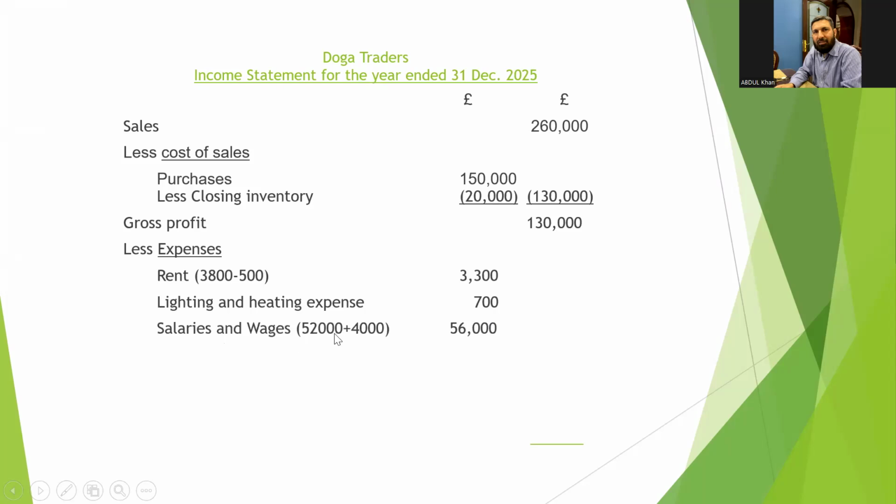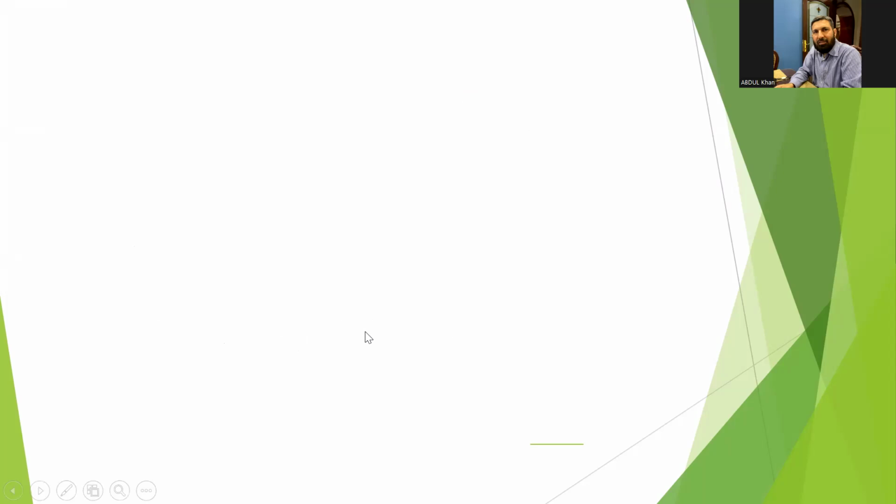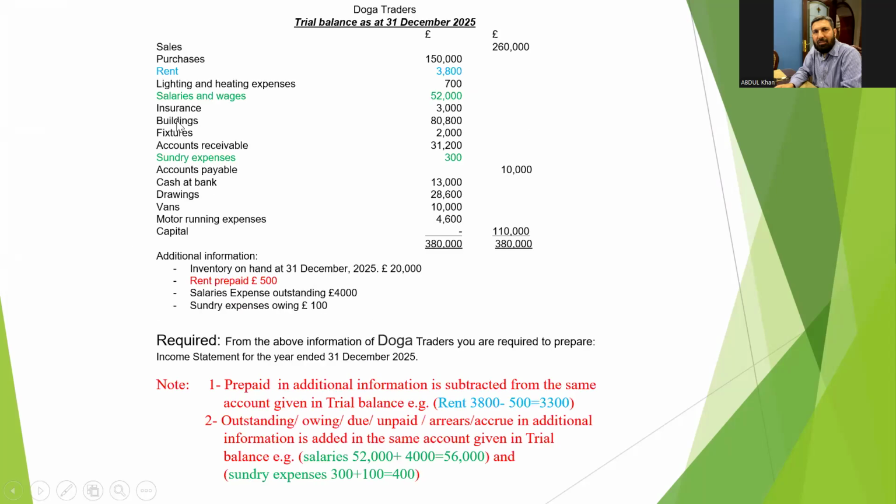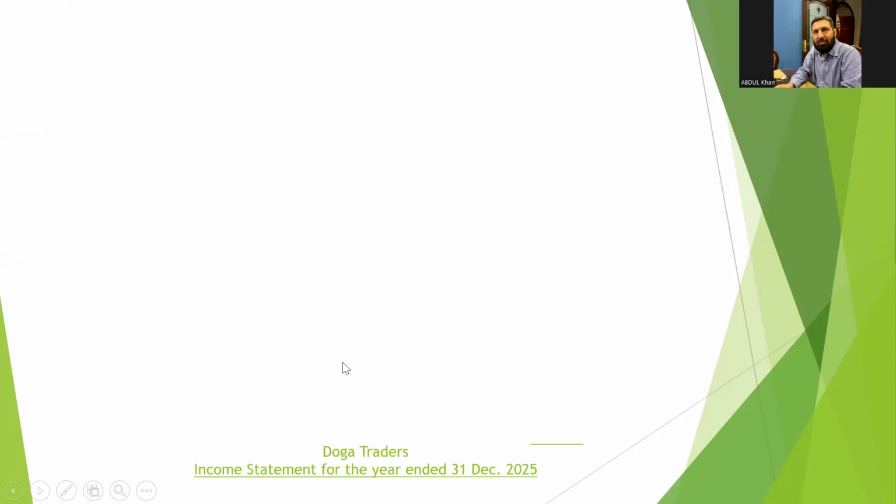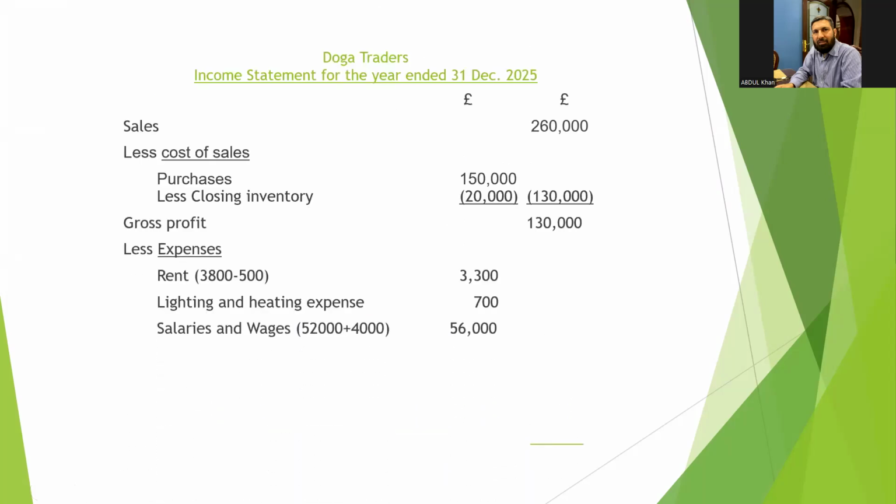It is given there, and 4,000 was the adjustment. You see, go there, salary and expense, how much? 52,000, and salary expense was outstanding. So I told you, if it is outstanding, it will be added to what is given in there. So salary expense outstanding 4,000, so you will add 52,000 plus 4,000, and you will get 56,000.